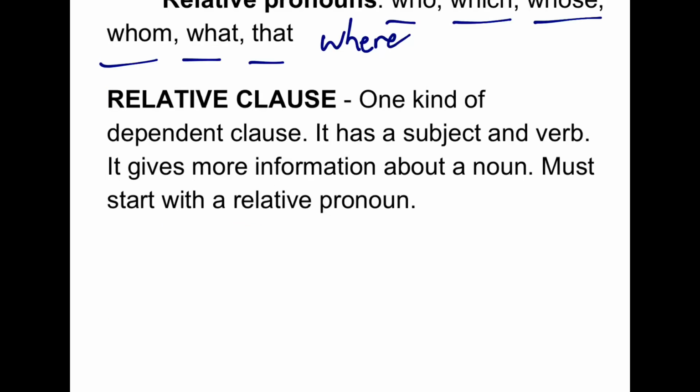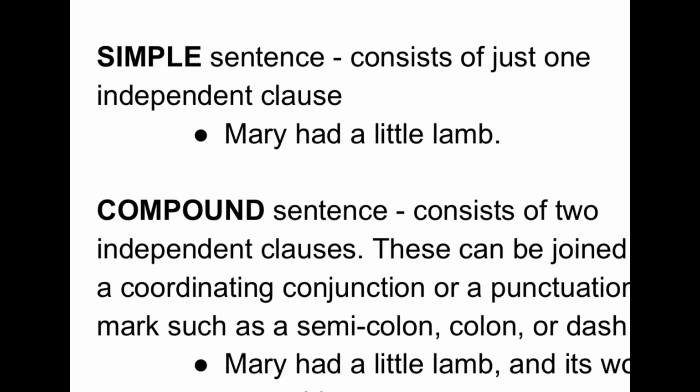So the last type of clause is a relative clause. This is one kind of dependent clause. It has a subject and verb. It gives more information about a noun, and it must start with a relative pronoun. So the English language is composed in sentences, and sentences are built from clauses. We can then classify sentences based on their clause structure.